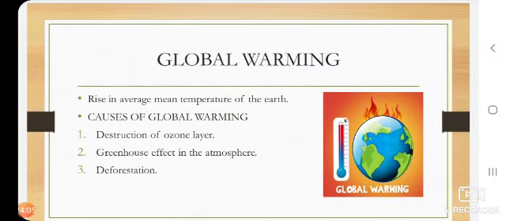Global warming is the rise in the average mean temperature of the earth due to an increase in the concentration of carbon dioxide and other greenhouse gases in the atmosphere. Not only that, we have learned about the causes. Briefly, let me revise, children. Causes are the destruction of the ozone layer, the greenhouse effect, and human activities like deforestation, excess use of fossil fuels, and air pollution released from factories, vehicles, and so on.